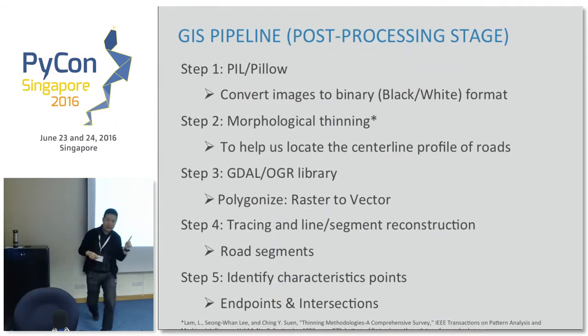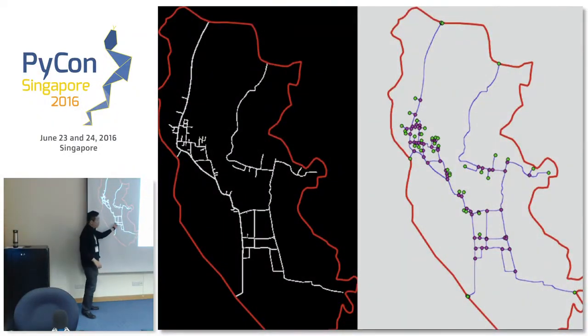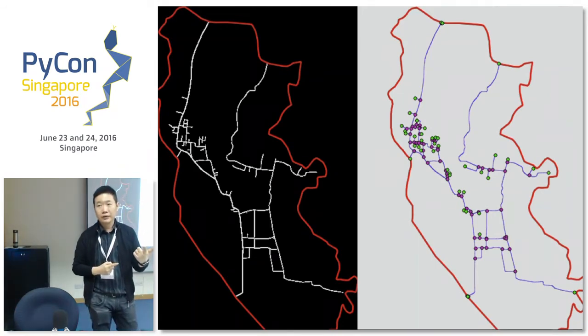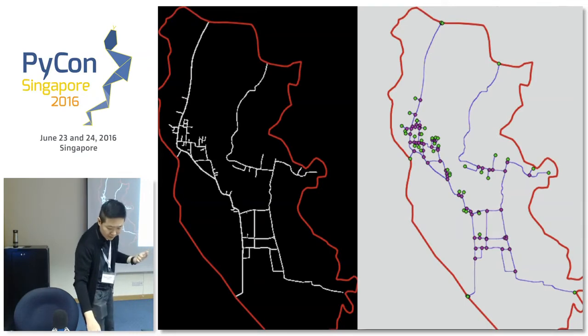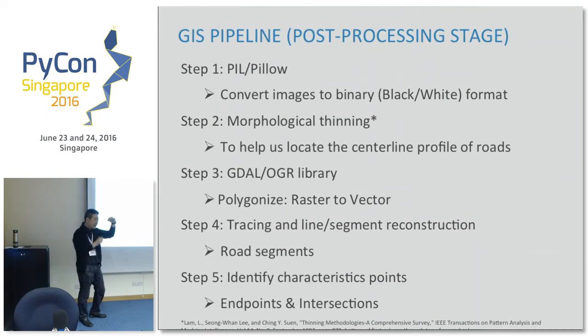Because the raw image has thickness in the road network. Each road segment has thickness. We are only interested in the center line of the road segment, which is the corresponding line here, because what we are interested in is only the connectivity of the road network, as well as the length of the network. So from that, we have to thin it first. Once we have the thin image, we then convert it from raster to vector using the GDAL library.